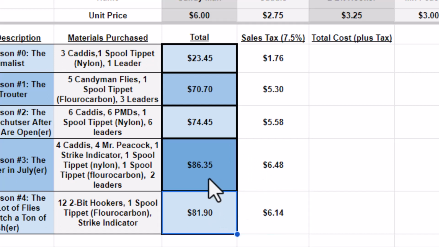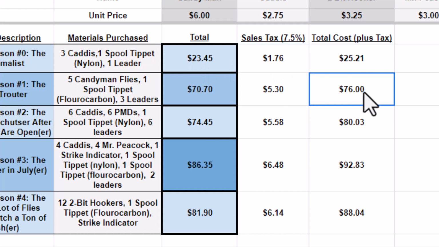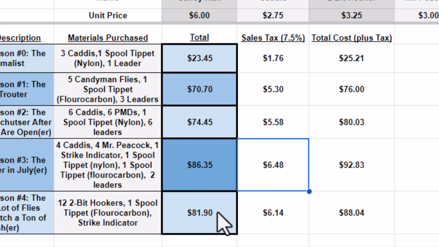Please notice the more you spend, the more tax you pay, which hopefully makes sense. You're paying 7.5% of what you purchased. And then the total cost is just going to be the total plus the tax. And there you go, 25.21. That's going to be the 23.45 plus 1.76. $25.21 even is going to be those two added together, and so forth and so on and so forth.